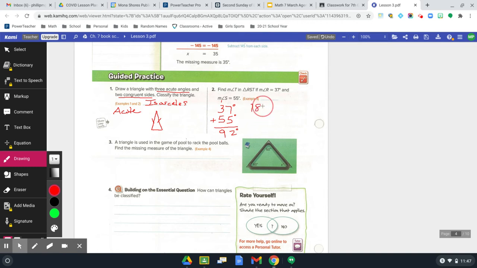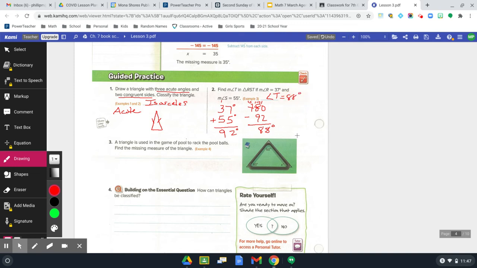So next step, subtract it away, right? Take the 92 degrees you have and subtract it away from 180. And you're going to have 88 degrees. So your missing angle measure, your angle T that you were missing, was 88 degrees.